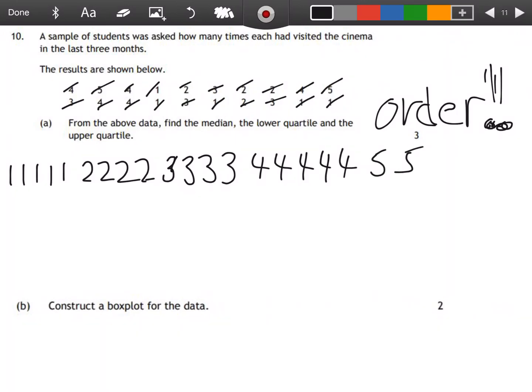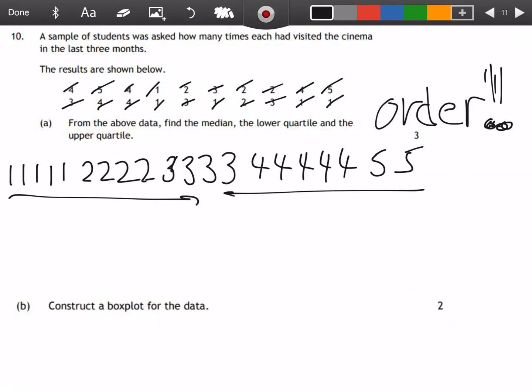I would just double check I've counted them all. 2, 4, 6, 8, 10, 12, 14, 16. There's 20. I've got 20 numbers. Middle of 20 numbers. Come in 10 from each side. Work your way into the middle.